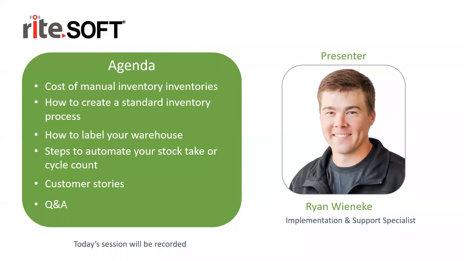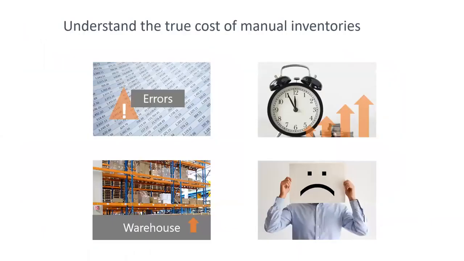So what we'll be talking about today is going through what those manual inventory entries cost your business, how to create those standard inventory processes with a system, and then how to also label your warehouse and what some of those parameters are. Then we'll also go through the steps to really automate your stock take process and talk about some of those customer stories and what were some of the results they've seen from going through this process as well. So with that being said, let's go ahead and get started.